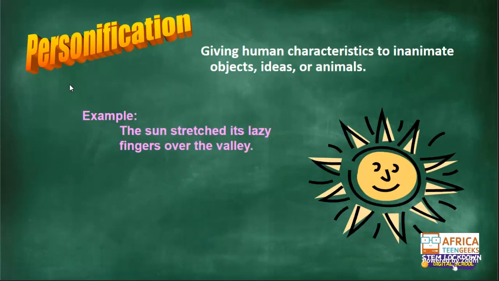So for example, the sun stretched its lazy fingers over the valley. Does the sun have fingers? No, the sun doesn't have fingers. Who can give me an example of personification? Anyone can give me an example of a personification? The kettle whistled at me. Well done, Lionheart. The pencil stabbed me. You guys have such beautiful examples today. Well done. Any more examples? The wind howled violently. Well done, Tina.